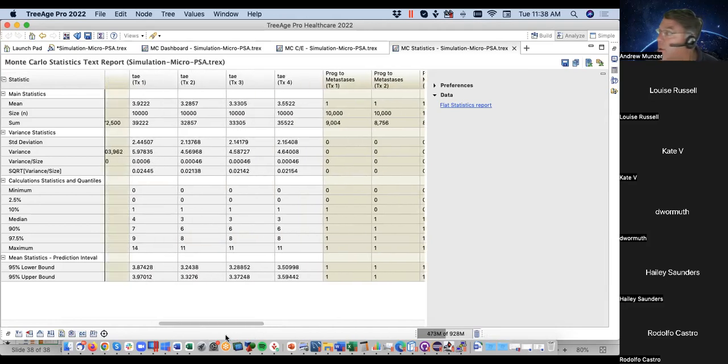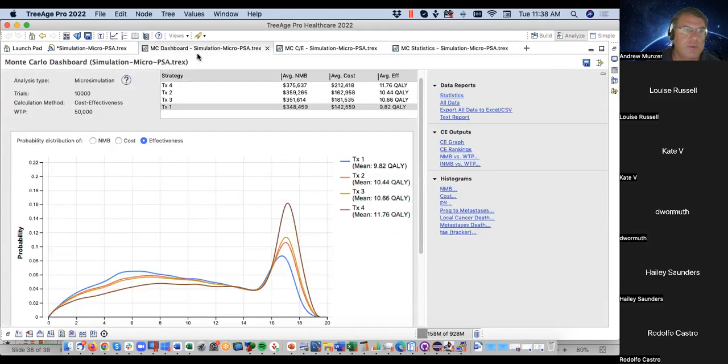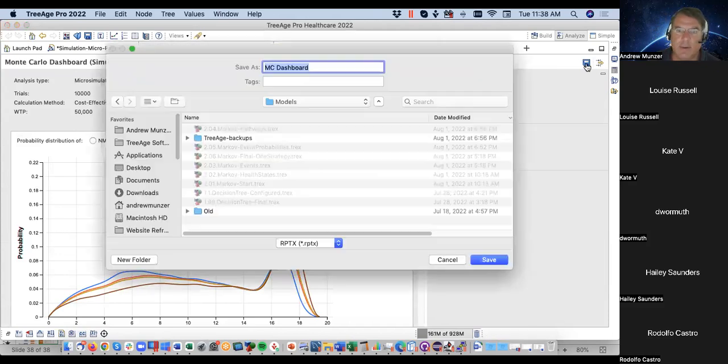Can the dashboards be saved, or do you have to rerun every time you want to view it? No, yes, you can definitely save it. When I'm on the simulation results, you can just save it as an RPTX file. That's the same extension that we use for every one of our outputs. When you open the file, TreeAge Pro knows what kind of analysis it is. It'll open it up in this format.